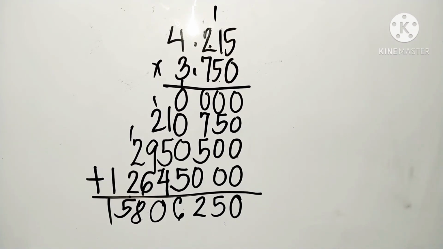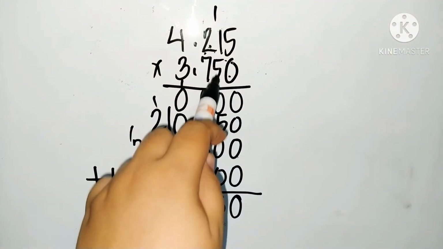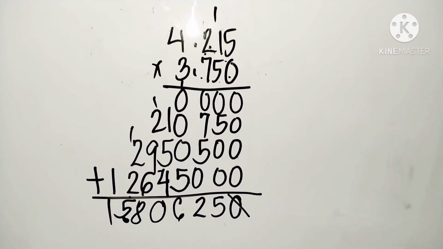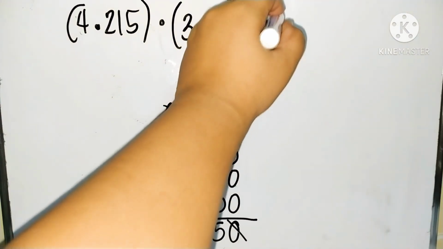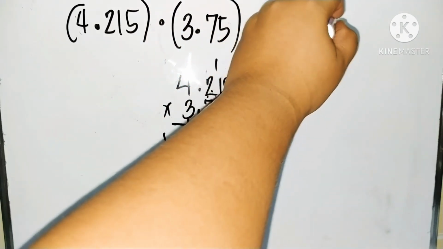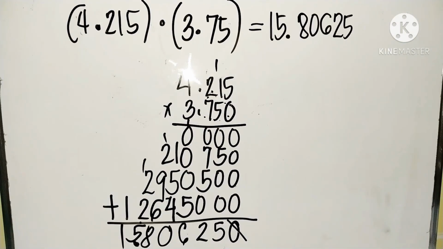Tapos, bilang ulit tayo ng decimal places. So, you'll have 1, 2, 3, 4, 5, 6. So, bibilang tayo ng 6 starting from the right. So, magiging 1, 2, 3, 4, 5, 6. And then, i-omit na natin yung isang 0. So, tatanggalin na natin to. Ibig sabihin na magiging final answer natin ay 15 and 80,625 hundred-thousandths. So, yan na yung ating final answer.